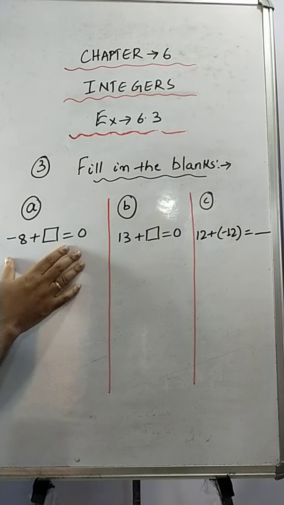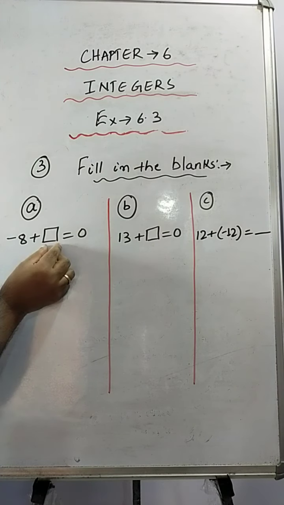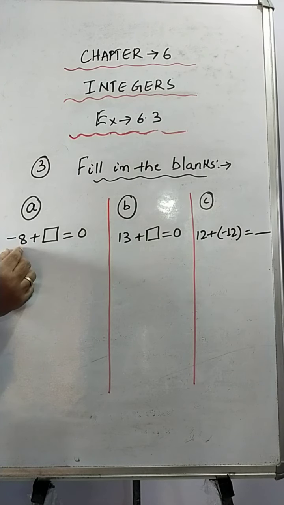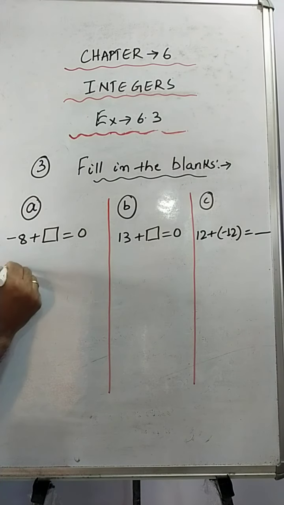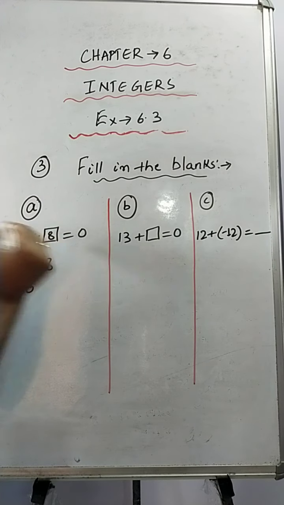So the first one we have is minus 8 plus blank is equal to 0. So what is the number that we have to add with minus 8 to get 0? So that would be what? Minus 8, if I add 8 to it, what will be the answer? Minus 8 plus 8 would be what? 0. So your right answer would be plus 8.